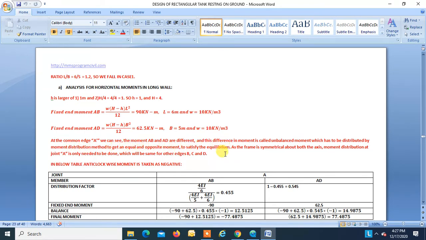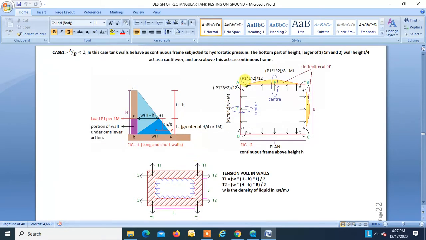To satisfy the equilibrium, as the frame is symmetrical about both the axes, the moment distribution at joint A is only needed to be done, which will be the same for edges C, B and D. Whatever final moment we get over here after doing the moment distribution, same will be for joint B, joint C and joint D, because our rectangular frame is symmetrical about both the axes.